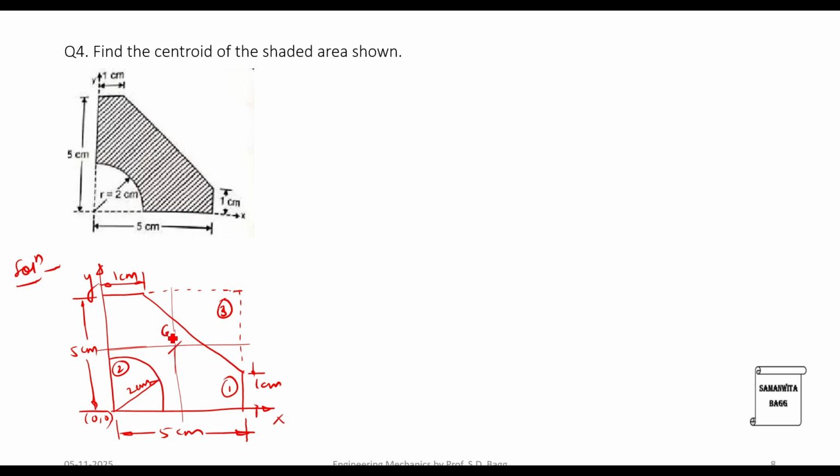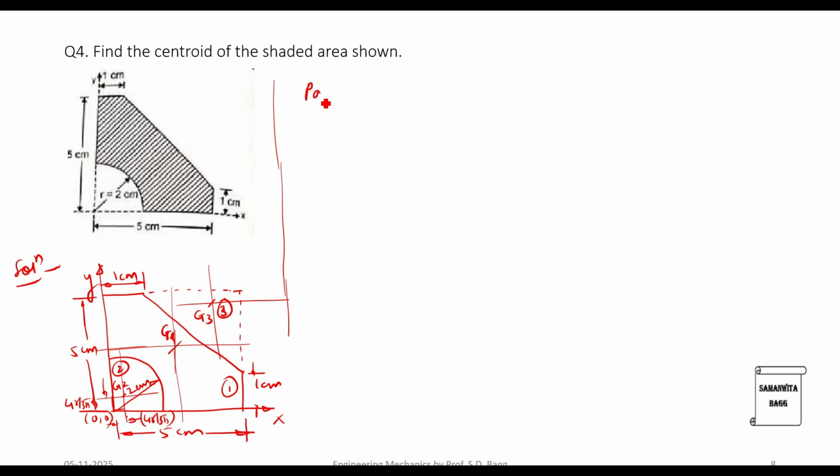G2 will be for this quarter circle over here. This gap will be 4r by 3 pi and this gap will again be 4r by 3 pi, these two height. Then we have triangle. This is again 1/3 from base, 1/3 from height. So this is G3 where the position is. So now we will make the table.